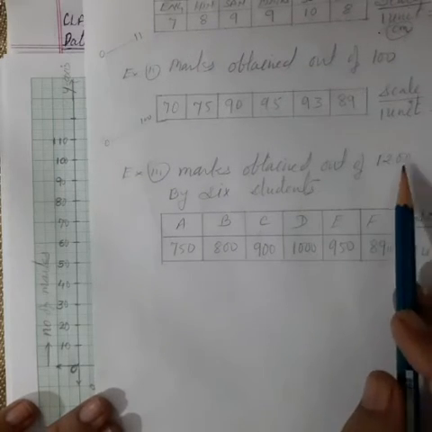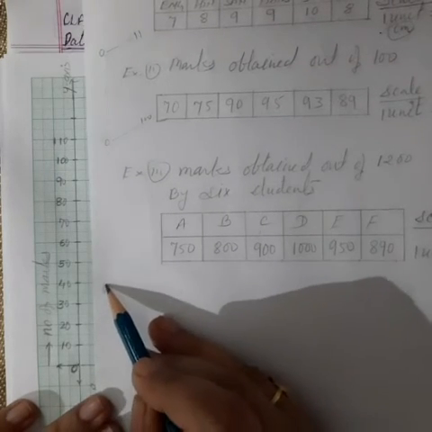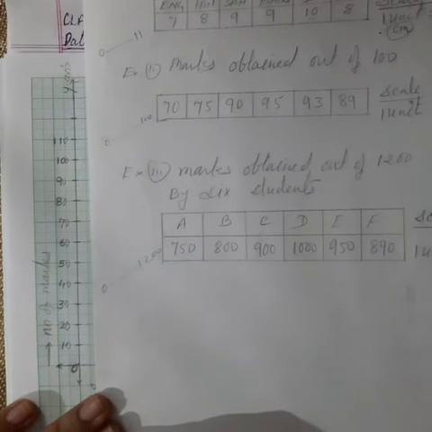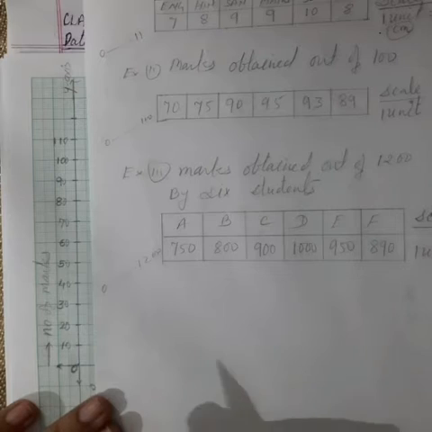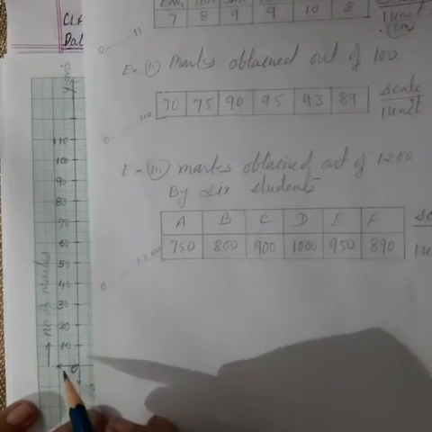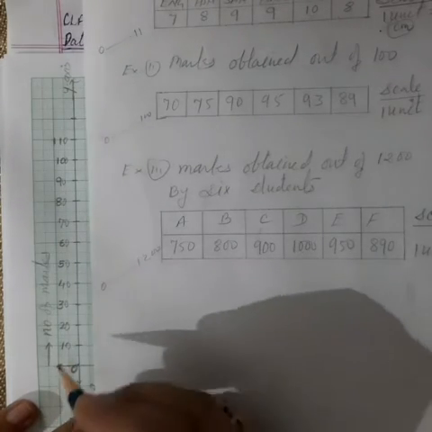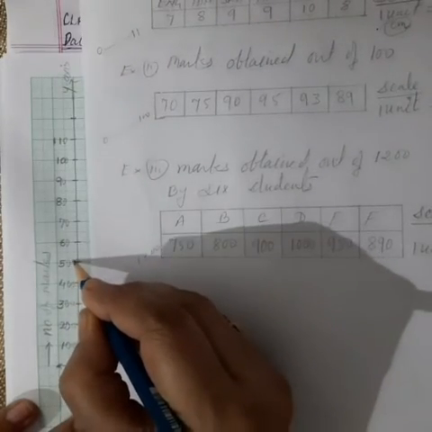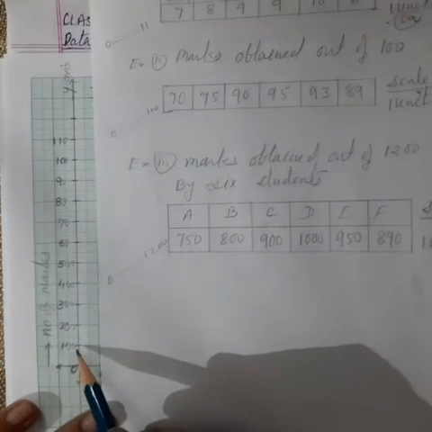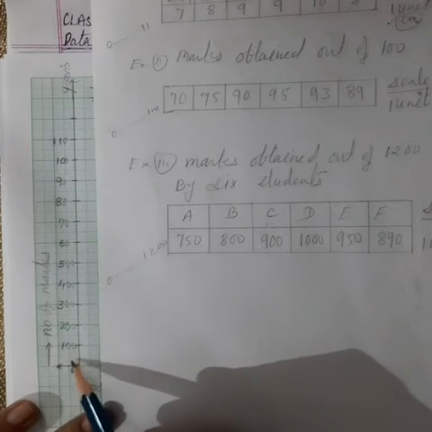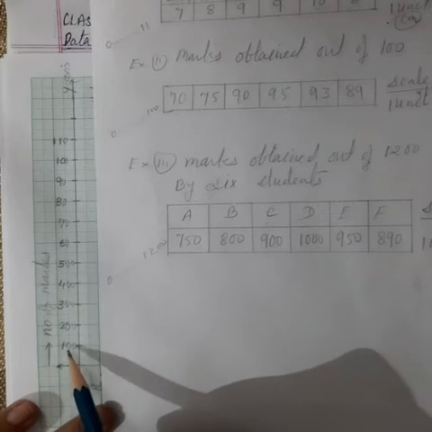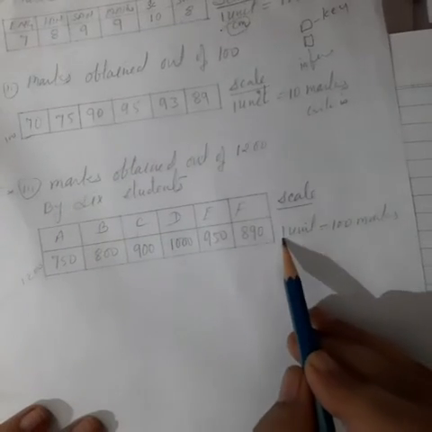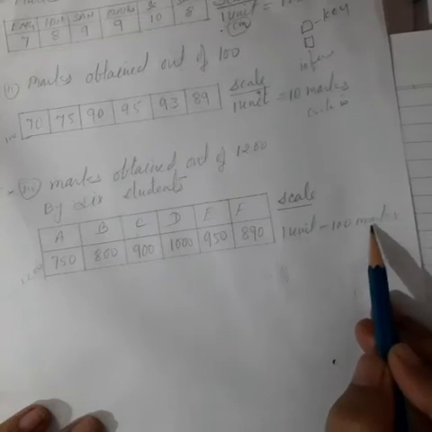Here the maximum value is 1200. So we will divide 0 to 1200 into equal parts, and one part will be our 1 unit. So here we will write the table of 100. 100 ones are 100, twos are 200, threes are 300, fours are 400, fives are 500, and so on. And this is our 1 unit, and for this 1 unit we have taken 100 marks. So our scale will become 1 unit equal to 100 marks.